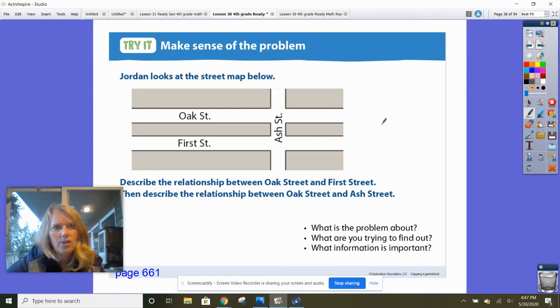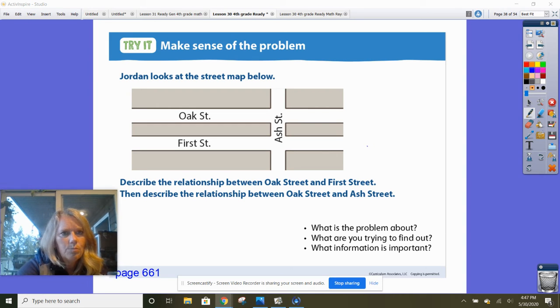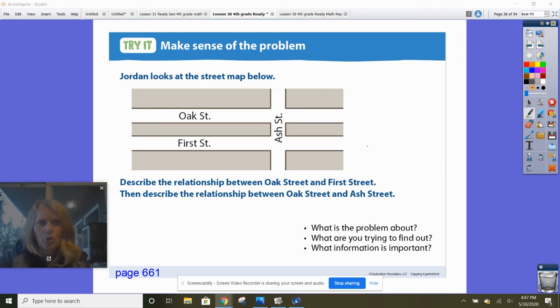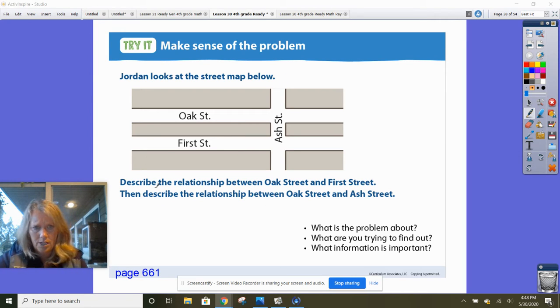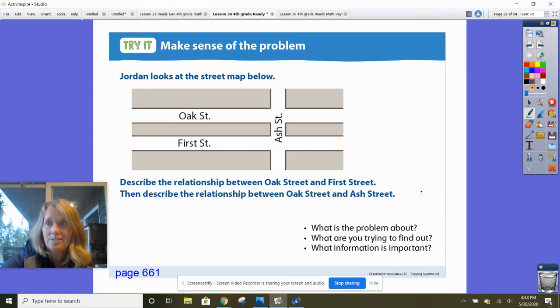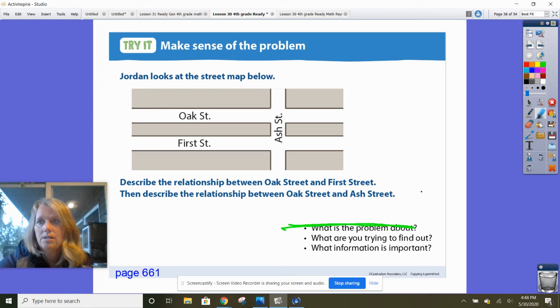All right, make sense of this problem. Jordan looks at the street map below. We've got Oak Street, First Street, and Ash Street. Describe the relationship between Oak Street and First Street. Then describe the relationship between Oak Street and Ash Street. So what is this problem about? Streets. We have 3 different streets and we're looking at their relationship. That's what it's about.